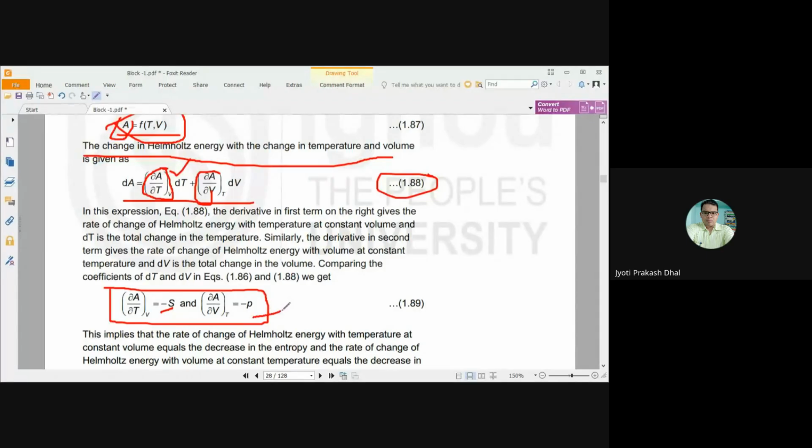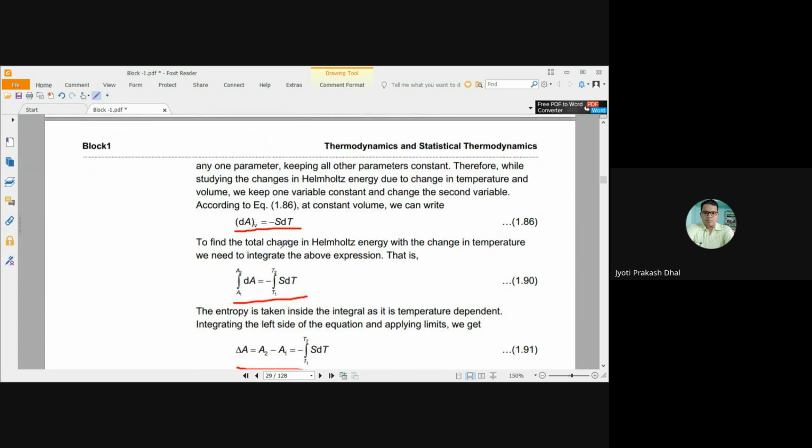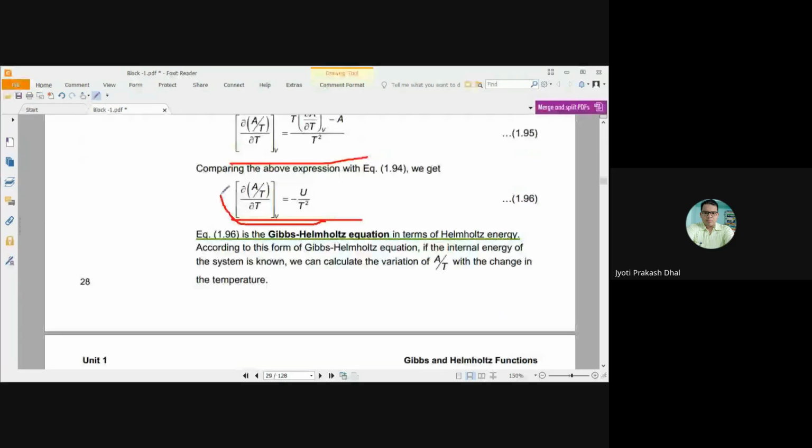Now coming to the first case, variation of Helmholtz energy with temperature at constant volume, that is the Gibbs-Helmholtz equation. So this is another form of Gibbs-Helmholtz equation, exactly similar case; only del G was there, here dA is there. All these derivations you can easily find out, exactly similar cases. So this is another form of the Gibbs-Helmholtz equation.